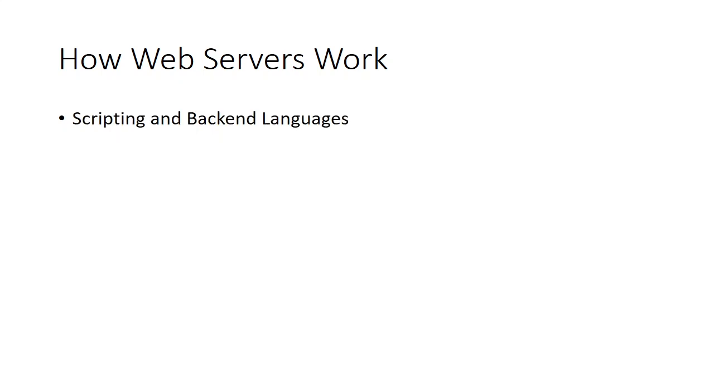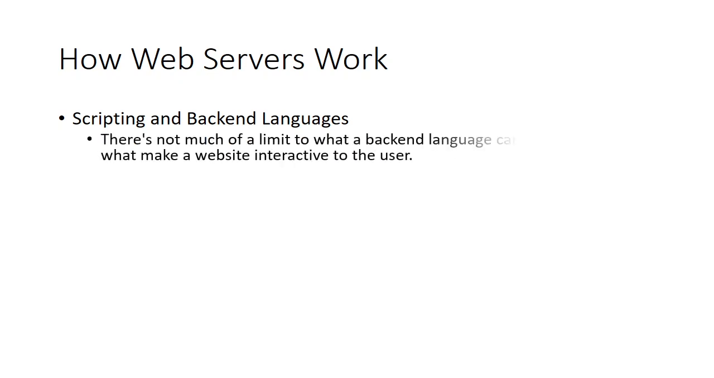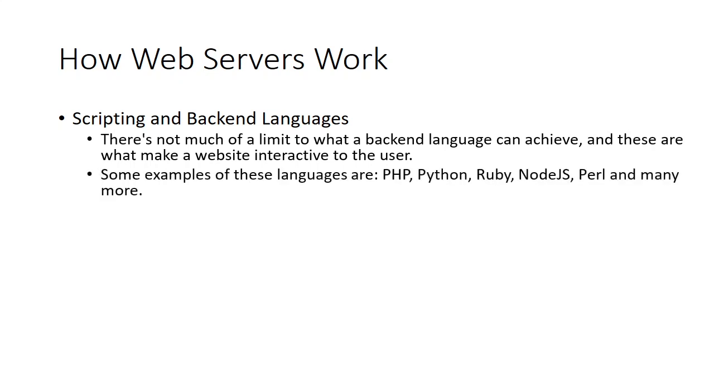And then we have scripting and backend languages. There's not much of a limit to what a backend language can achieve, and these are what make a website interactive to the user. Some examples of these languages are PHP, Python, Ruby, Node.js, Perl, and many more. These languages can interact with databases, call external services, process data from the user, and so much more.